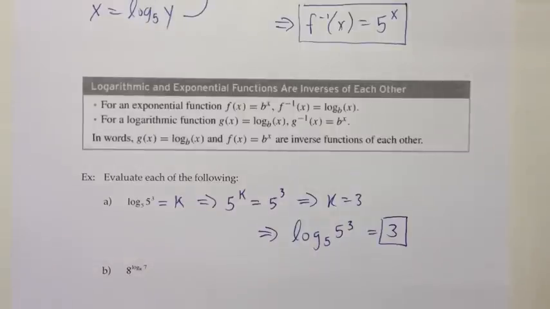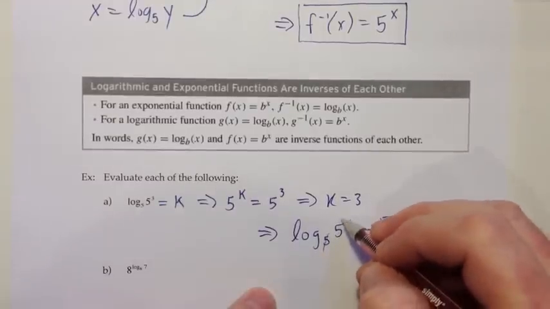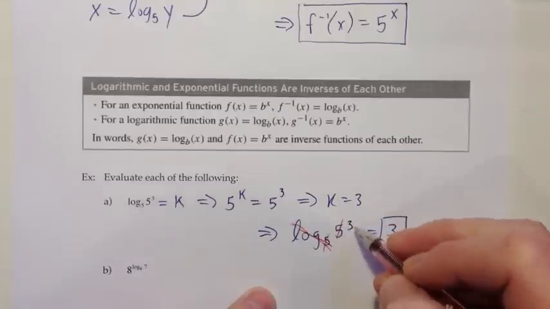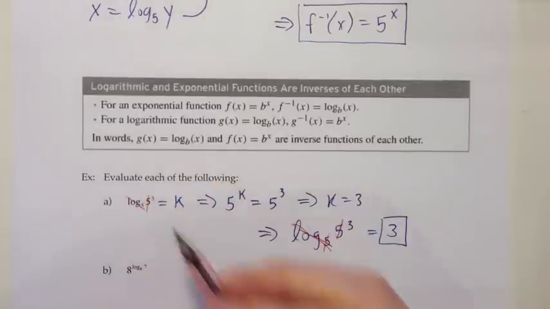And what we want to be able to think about, we want to notice this in the future, and when we see that the base of the log and the exponential are the same, then they're going to cancel out. It's more kind of like this actually. The log base 5 and that 5 cancel out, and we're just left with the 3.